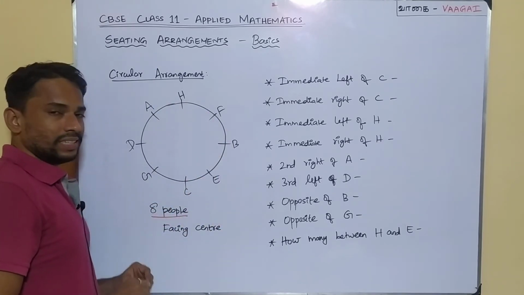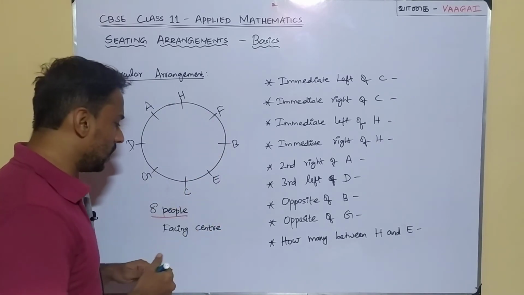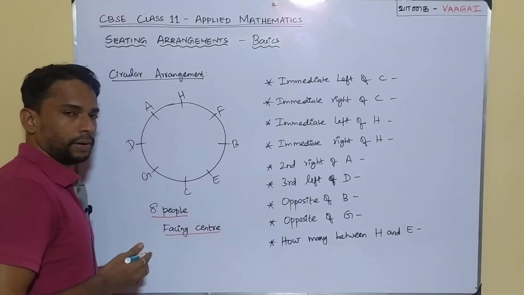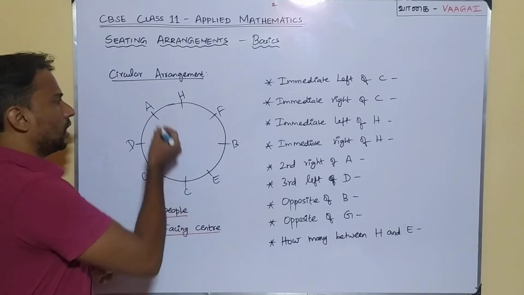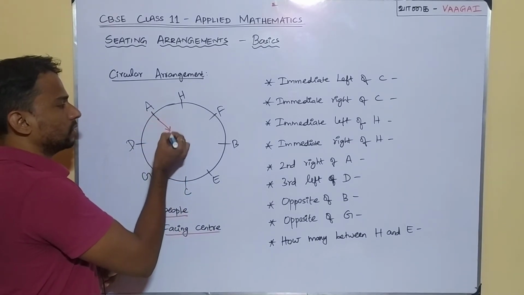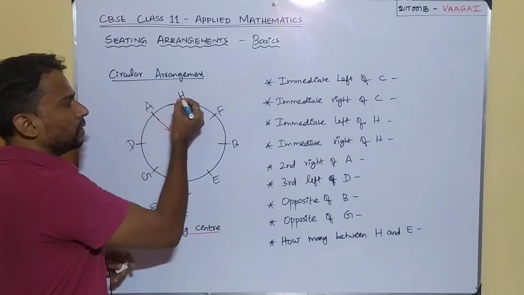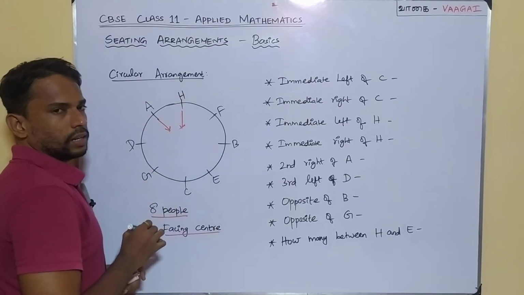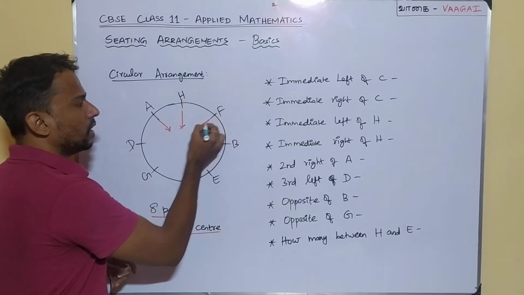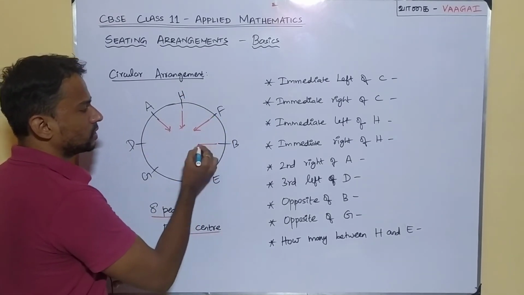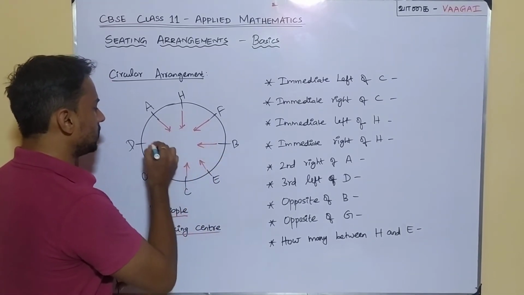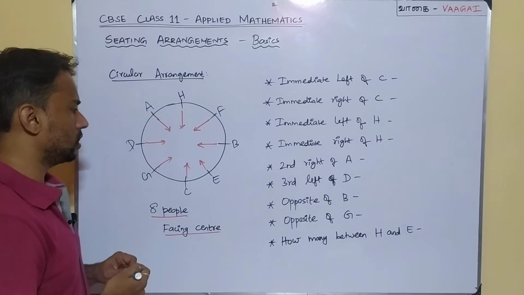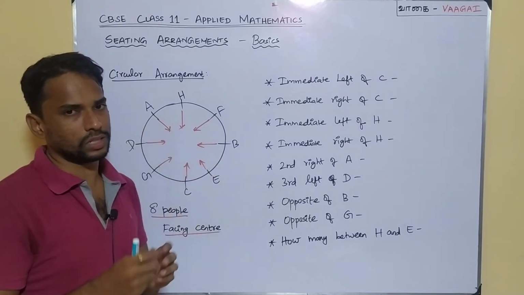And they are all facing towards the center. That is also a very important point, we have to keep it in our mind. So what is the meaning of facing towards the center? If A is here, A will be sitting like this. And H is here, H will be seated like this. And F will be facing like this, B will be facing like this. So all these people will be facing towards the center only. This is the meaning of facing towards the center.